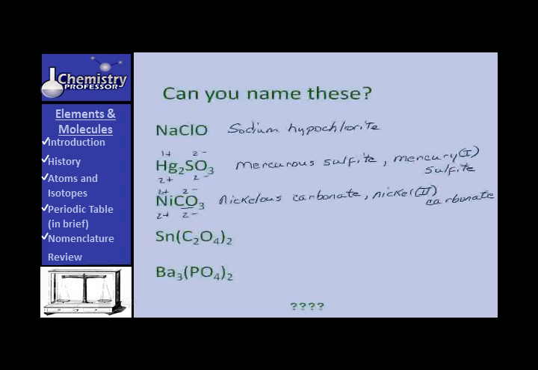This next one is the oxalate radical. The oxalate radical is a 2 minus, but there are two of them, which gives us a 4 minus. The tin then must be a 4 plus, and there's only one, so it by itself must be a 4 plus. This is the stannic oxalate, or the tin 4 oxalate.